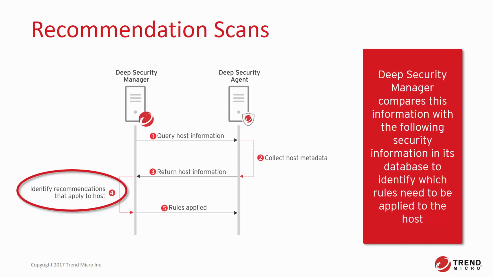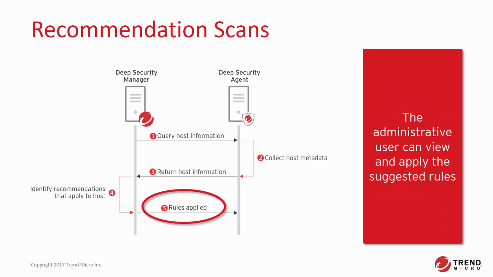For example, if the service information collected from the Windows Service Control module indicates that Microsoft IIS is present on the host, then the rules related to this particular web server need to be applied. A list of recommended rules is displayed in the Deep Security Manager web console. The administrator at this point can then review the list and apply the suggested rules. Alternately, the rules can be applied automatically.